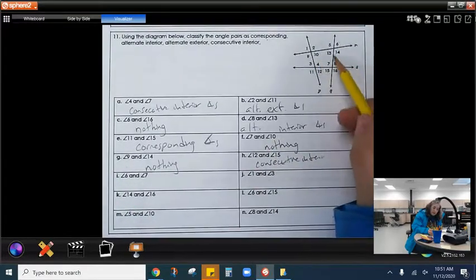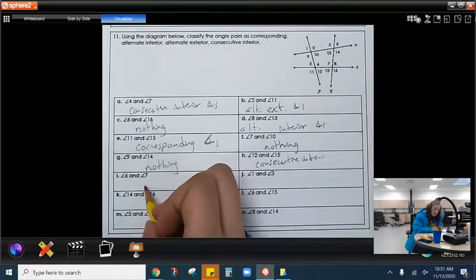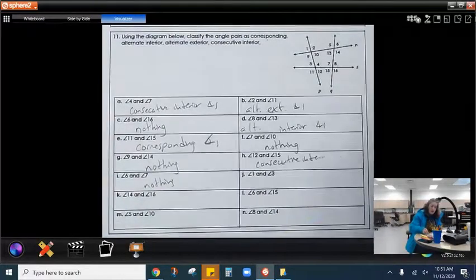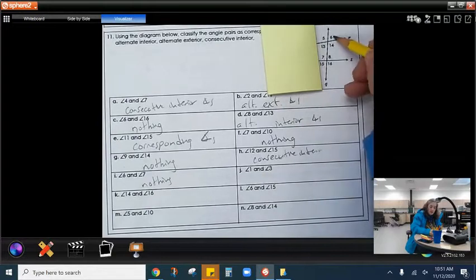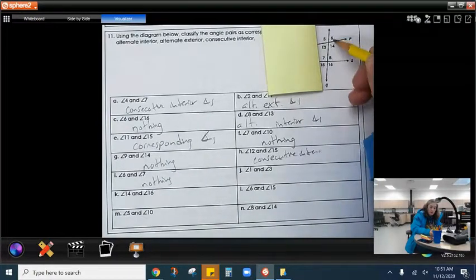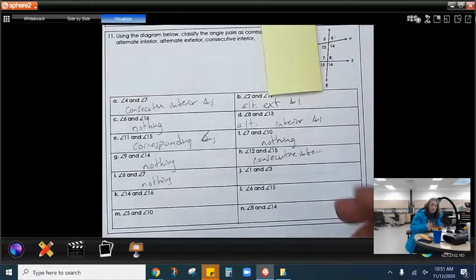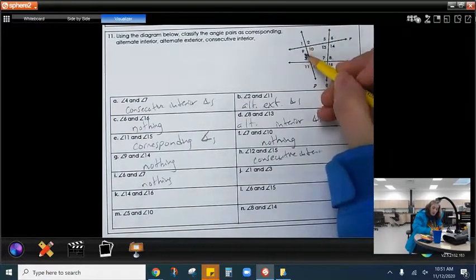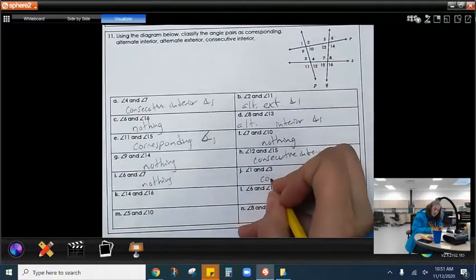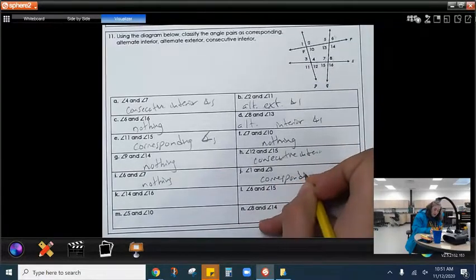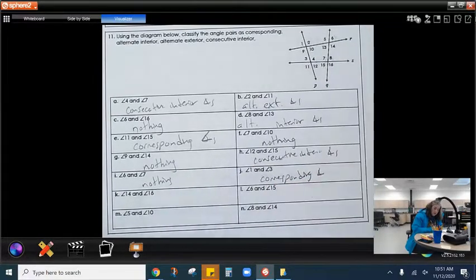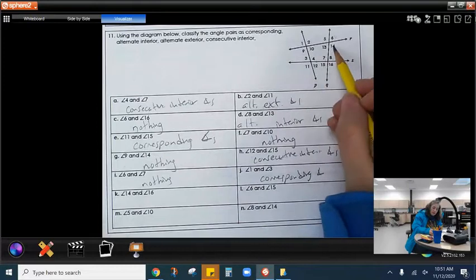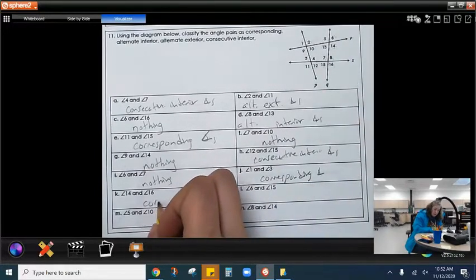Angle 6 and angle 7 are also a nothing. And here's why, guys. If I just cover this up for a sec, 6 is in the top right. This is in the top left, so they're not corresponding. This is exterior, this is interior. They have no relationship whatsoever. All right, angle 1 and angle 3, top left. These are corresponding angles. Angle 14 and angle 16. This is bottom right. This is bottom right. So these are also corresponding.